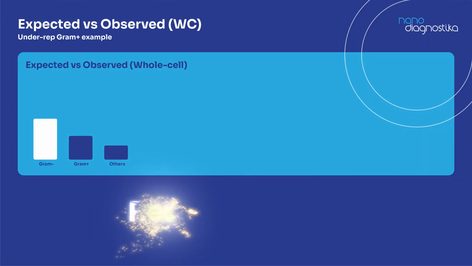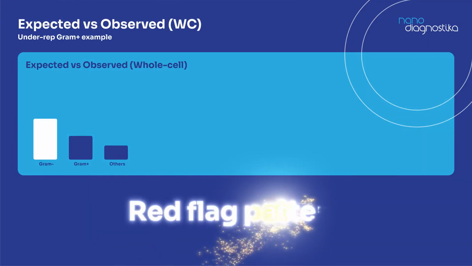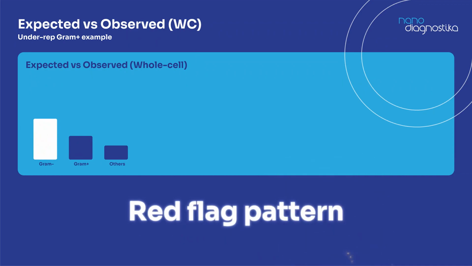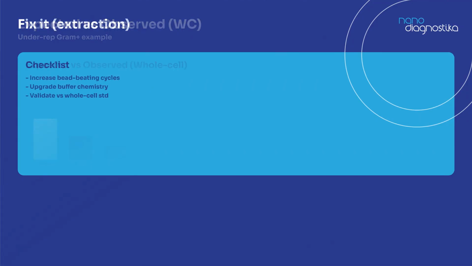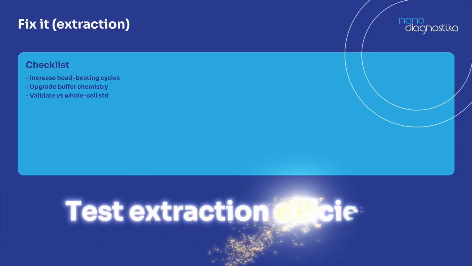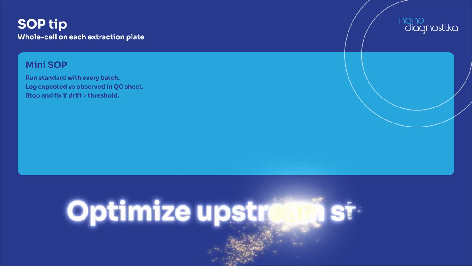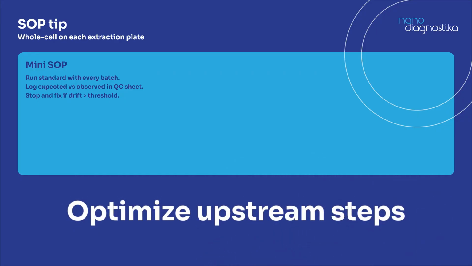For example, if the gram-negative bacteria in the standard appear overrepresented, while the gram-positive bacteria are underrepresented compared to their true equal amounts, it's a red flag that your lysis method isn't fully breaking open the tougher cells. In this way, a whole cell standard tests your DNA extraction efficiency and lets you optimize upstream steps to ensure even the hardiest organisms are being detected.